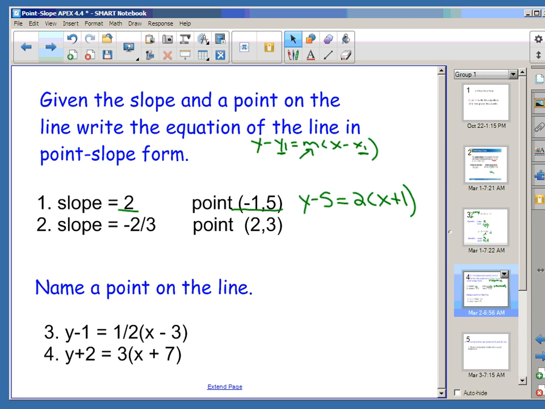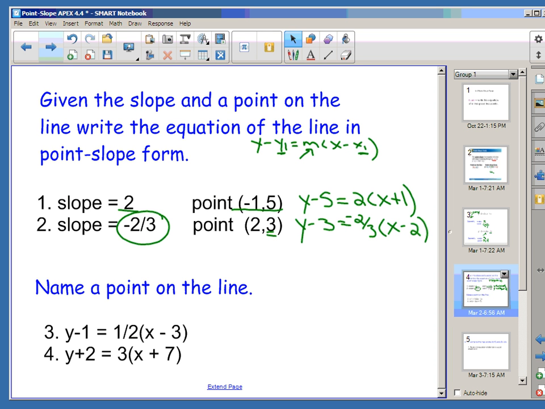All right, so number 2 would look like this. Y minus 3, that's your y coordinate, equals the slope, which is negative 2/3, times x, let's be careful, minus 2. And that's all there is to it. All right.